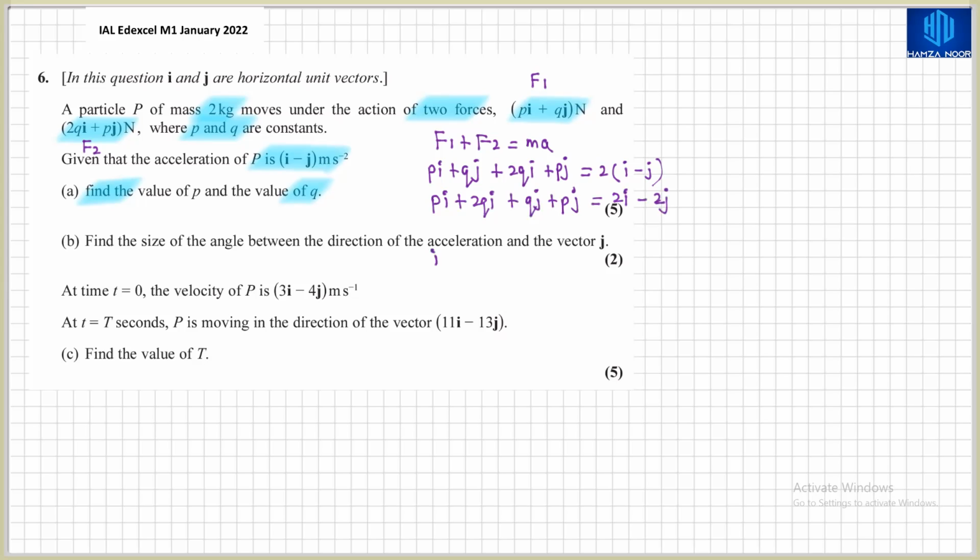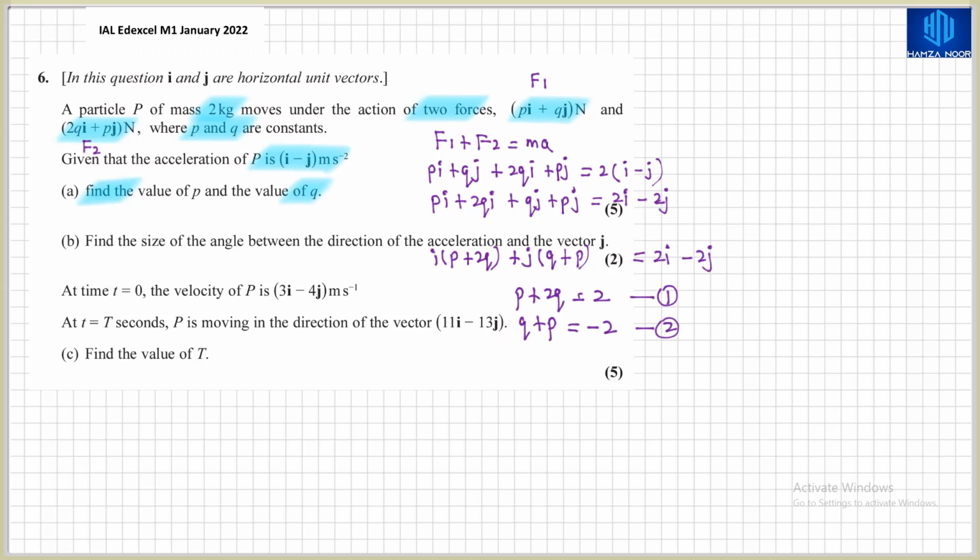We compare the coefficients of i and j respectively. Taking i as common, multiplied by p plus 2q, plus taking j as common, multiplied by q plus p, this whole thing is equal to 2i minus 2j. Comparing the coefficients of i and j, p plus 2q is equal to 2, this is equation number 1, and q plus p is equal to minus 2, this is equation number 2.